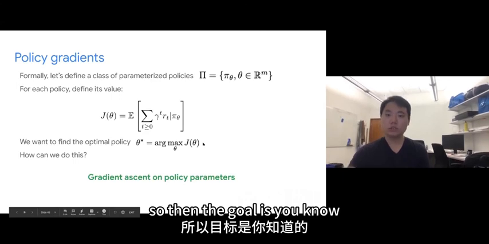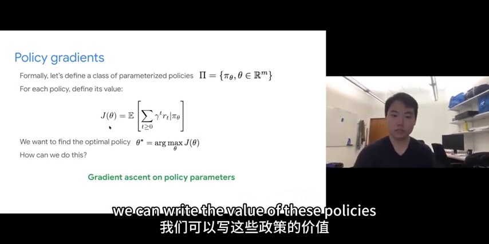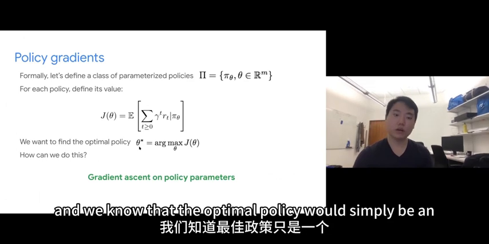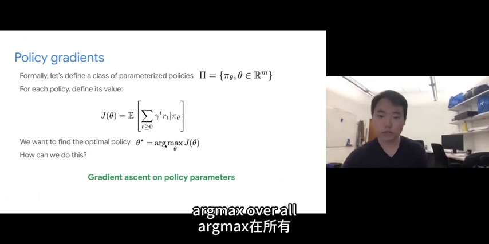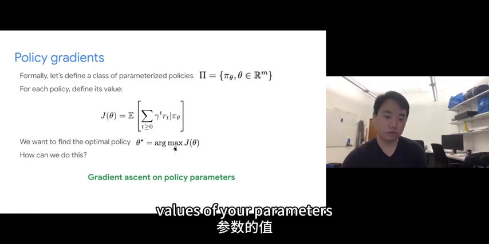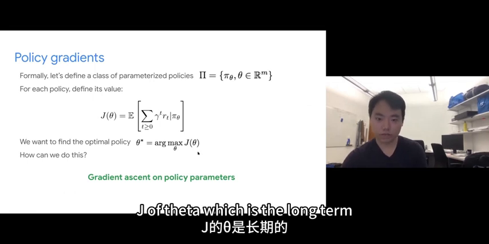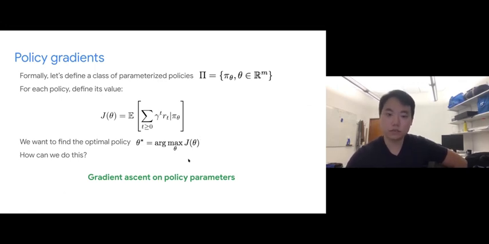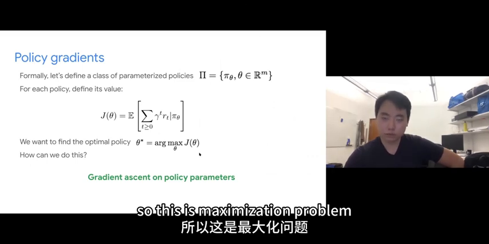So then the goal is, we can write the value of these policies. And the goal is to find the optimal policy theta star. And we know that the optimal policy would simply be an argmax over all values of your parameters, J of theta, which is the long-term expected reward under this policy. So this is a maximization problem.